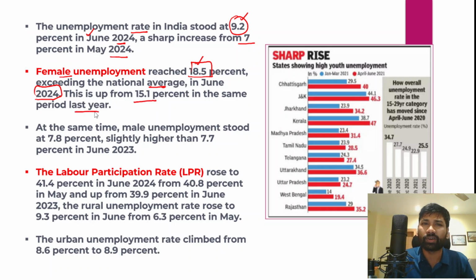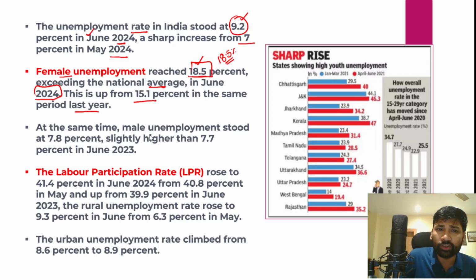Now what does it mean when I say 18.5% female unemployment? It essentially means that women are ready to work, but they did not find employment opportunities, and that is female unemployment. I hope you have understood. This female unemployment is 18.5% in June 2024. However, it has increased from 15.1% last year to 18.5%.